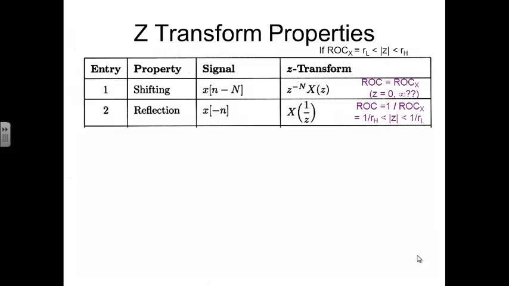And likewise, the region of convergence flips. We get the reciprocal of it. So if its boundaries were, let's just say they were from radius 2 to 3, they become radius 1/3 to 1/2. So we invert the radial limits of the region of convergence when we do that reflection.